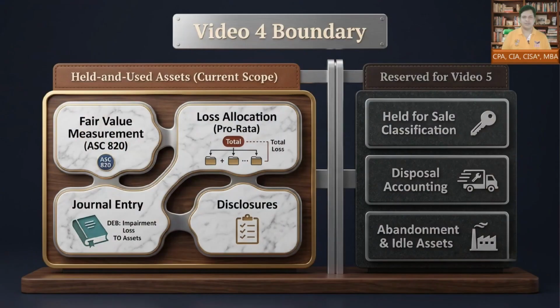Before we go further, let us define the boundary of this video clearly. We are dealing only with held and used asset groups after the recoverability screen has failed. That means we are still in the operating asset model, not the held for sale model. In this lesson, we cover fair value, loss allocation, journal entry recognition, new cost basis, disclosure, tax effects, and close controls. Held for sale classification, disposal accounting, abandonment, and idle assets are reserved for video 5. Keeping the models separate is a big part of getting ASC 360 right.